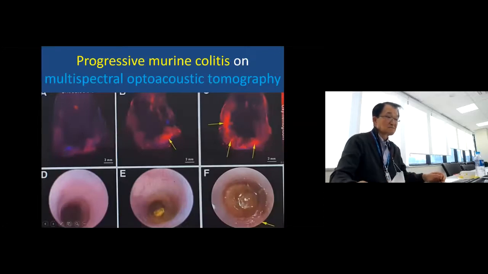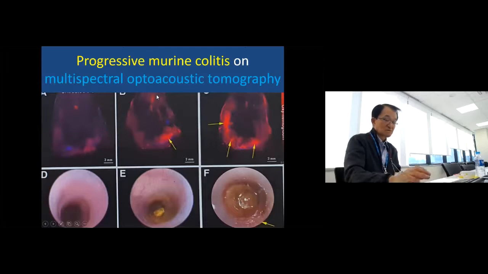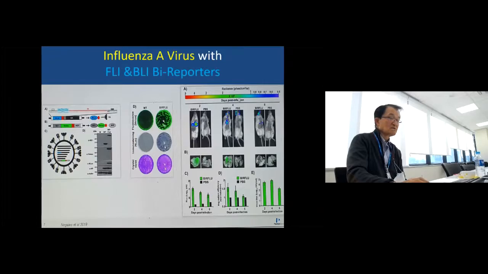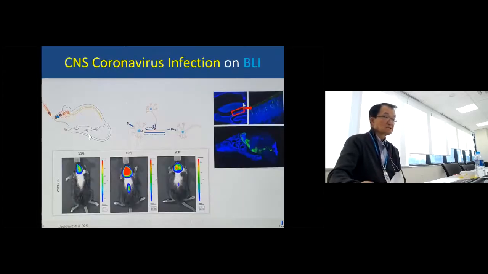Colitis has been shown with acoustic imaging. That's colorful: multispectral optoacoustic tomography shows it, and certain bioluminescent and fluorescent agents show things too, also in animal Salmonella infection. The bioluminescent signal is easy to detect, and the green fluorescent protein accumulates in the cancer or infection. But bioluminescence is usually related to certain enzyme activity in the disease process. CNS infection has also been shown in animals by utilizing bioluminescence.